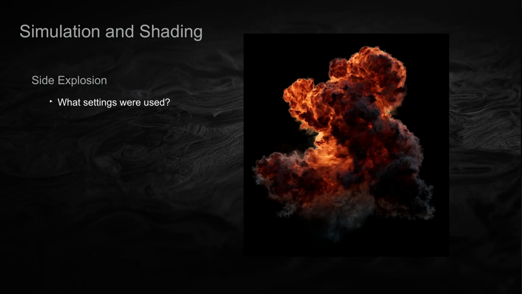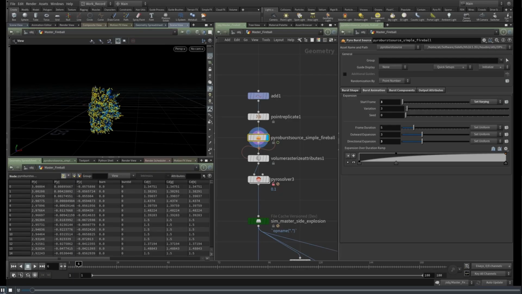So what settings were used for the side explosion? Here you can see that I'm creating a sort of multi-burst explosion. As I said, even though it's a single explosion, I'm using multiple input points for generating multiple burst sources, which gives the look of one single explosion.